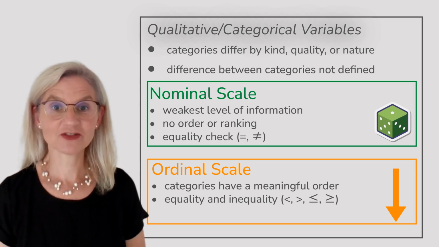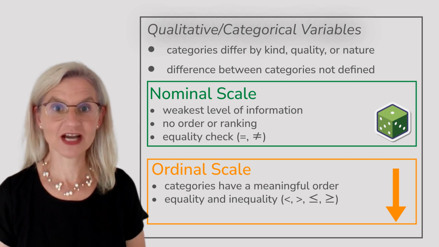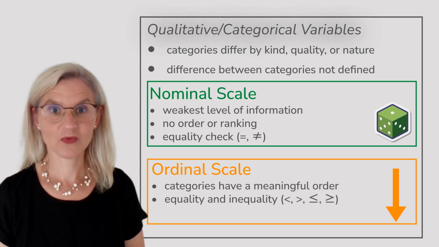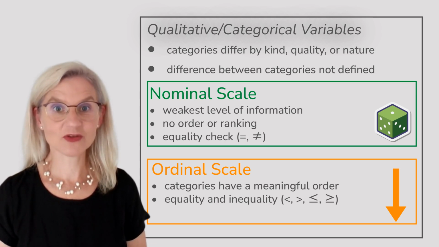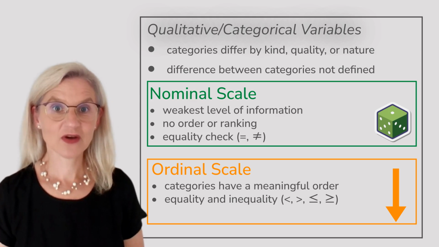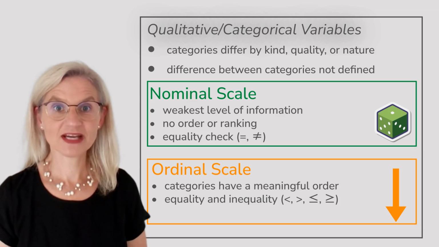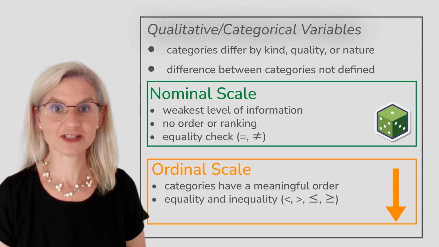Ordinal variables like stress level add a bit more info because their categories follow a clear order: low, medium, high. Here you can say one student feels more stressed than another. You can compare with greater than or less than, but you still can't measure exactly how much more stressed one is compared to another. Ordinal scales contain more information than nominal scales because they show a meaningful order among categories.